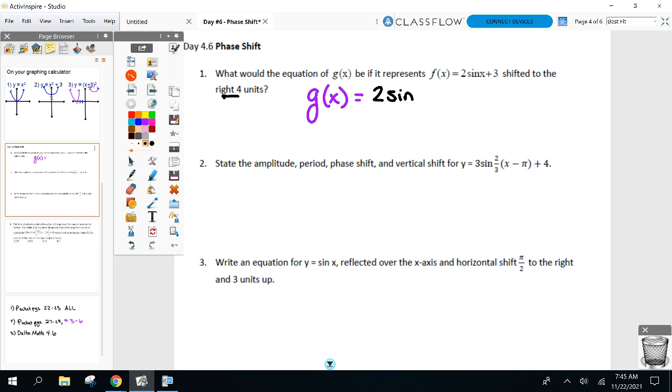Now you're ready. Here's where the right 4 comes into play. Parentheses. How are we going to write that it's going to the right 4? X plus or minus? Remember, it goes opposite, right? So I'm going to go x minus 4. Everyone see the adjustment?